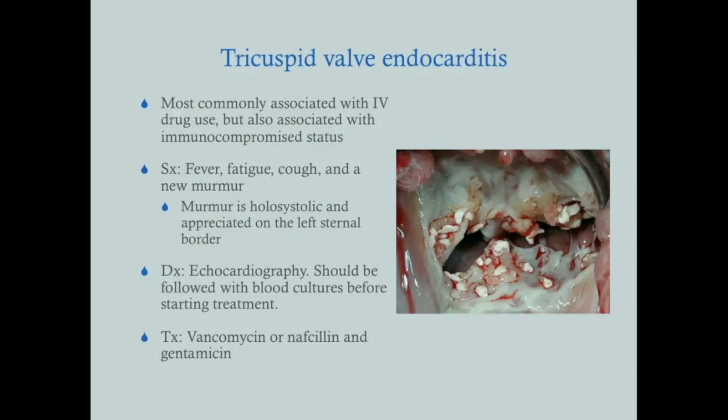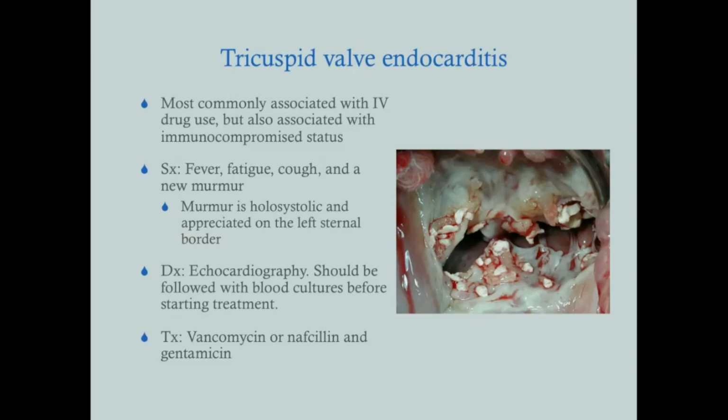So you want to suspect tricuspid valve endocarditis anytime you have a patient with known or suspected IV drug use, but also patients who are immunocompromised and show up with fever and a new murmur. The murmur with tricuspid valve endocarditis is going to be holosystolic, and it will be appreciated on the left sternal border. To diagnose this, and really anytime you have a patient with a new murmur, you want to get an echocardiogram. And that should be followed with blood cultures before starting treatment.